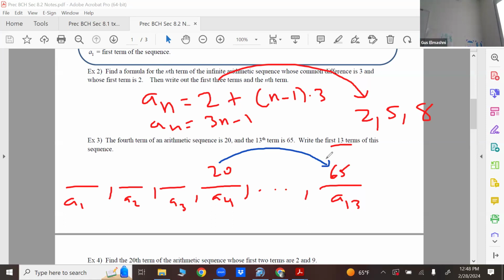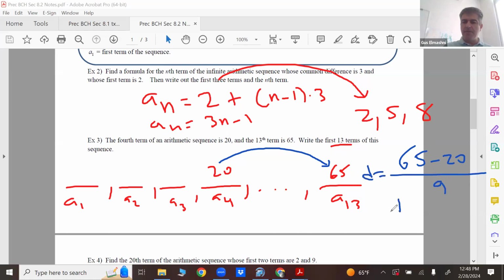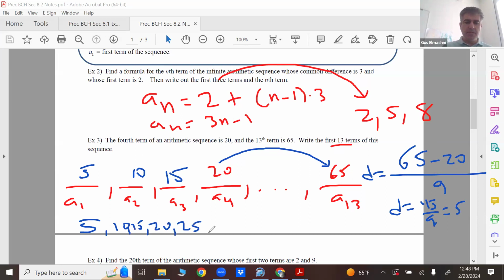So instead of getting too formula intensive, just think like this: 65 minus 20 divided by 9. That's going to be your common difference. What's 45 divided by 9? 5, perfect. So all you're doing is just adding 5. So that's 15, 10, and 5. And if you want to write the rest of them, I mean, it gets to be very cumbersome to do it this way.